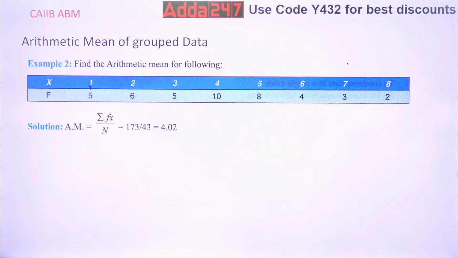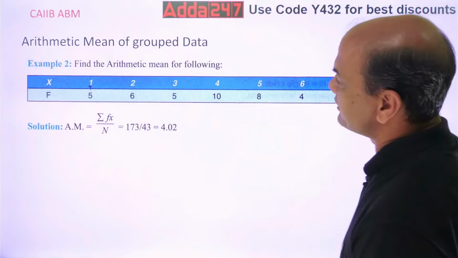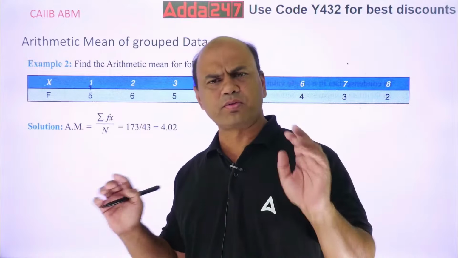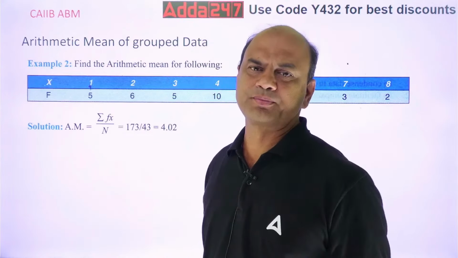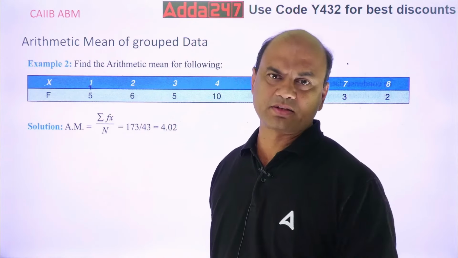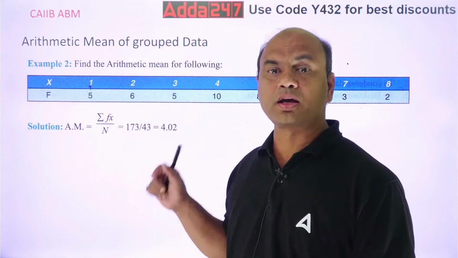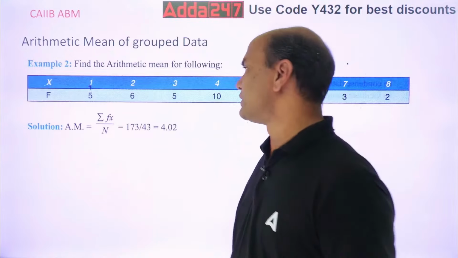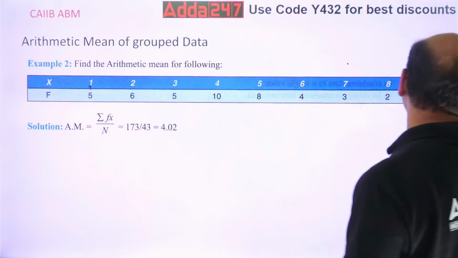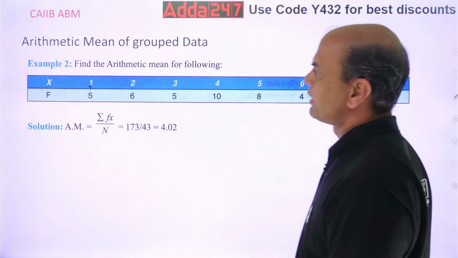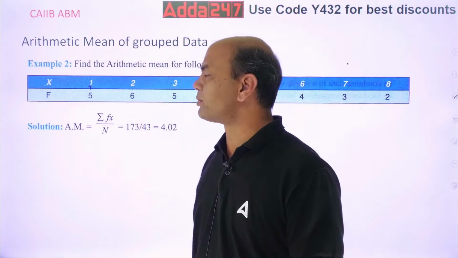Find the arithmetic mean for the following. X is given and F is given. Now firstly you tell me, all of you, I'll ask you the questions now. Firstly write in the comment section whether this is a group data or ungrouped data.